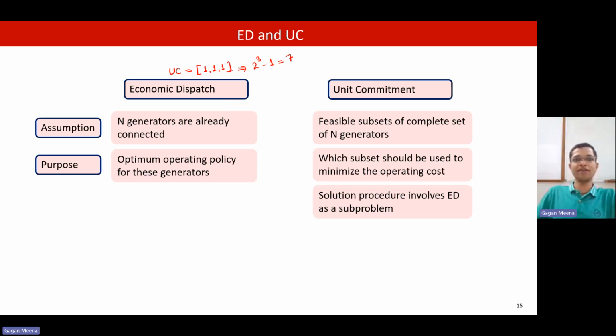N generators are already connected. Here, overall 7 combinations, and out of these 7, economic dispatch would say there is only one. Economic dispatch pertains to that only one solution, which is one combination, in which all the generators are already connected. They are committed. And the purpose is to find out the optimum operating policy for all the connected generators.